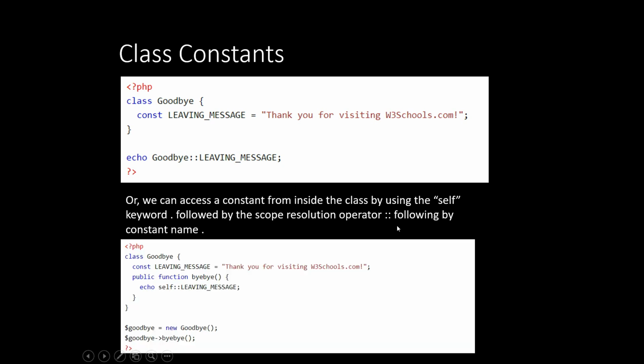For example, this is the class Goodbye and we define the constant LEAVING_MESSAGE and set the value to "Thank you for visiting w3schools.com". Inside the class there is a public function named bye_bye, and inside this one we echo the constant value with self, the scope resolution operator, and then the constant name. Outside the class we define an object of our class, and through the object we call the method bye_bye. So hope you will understand.